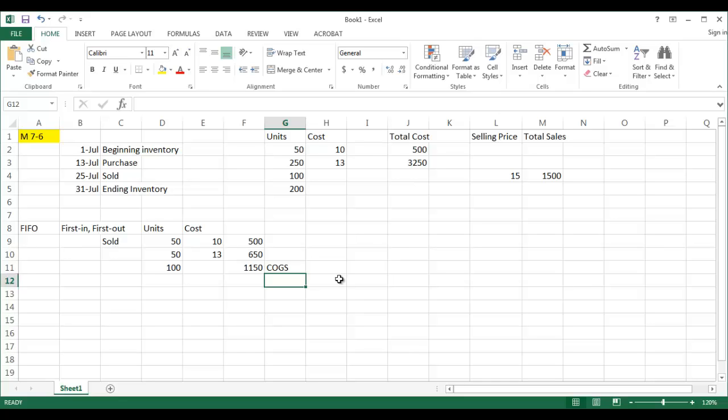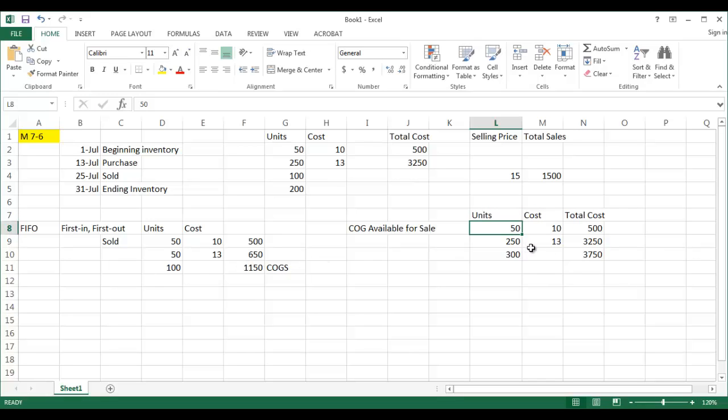We also need to calculate cost of goods available for sale. This will be the same under all the inventory costing methods actually. If you recall, that's just the total cost of goods, as the name implies, that we have available for sale during that given period. So that's the 50 units at $10 that we started with, plus the 250 that we purchased at $13, for a total of 300 units and a total cost here of $3,750. And again, this was units, cost, and then total cost.